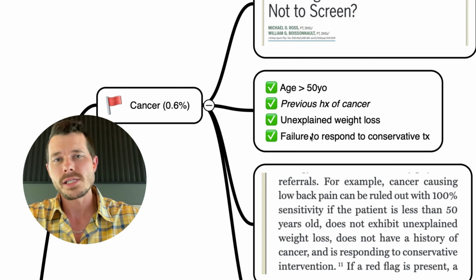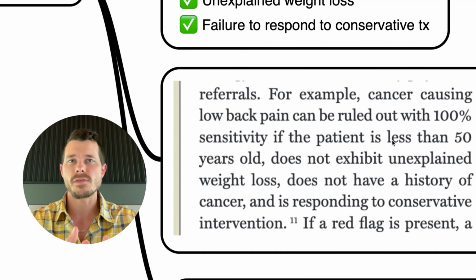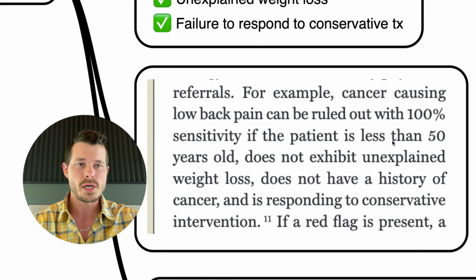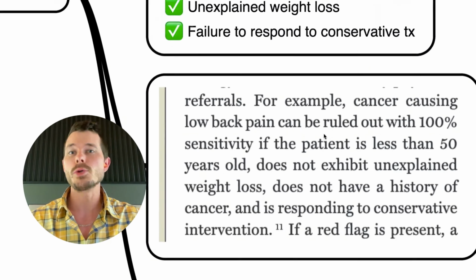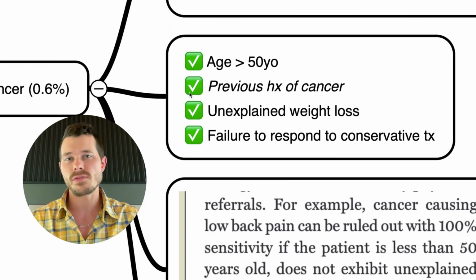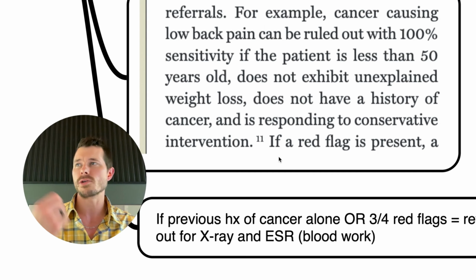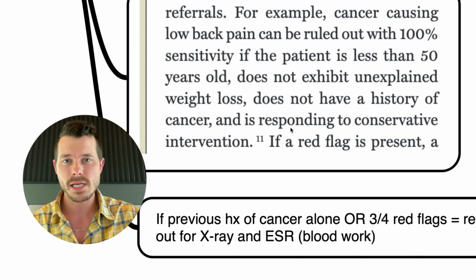And this is useful because cancer causing your back, butt, or leg pain can be ruled out with 100% certainty if you, the person in pain, are less than 50, do not experience or exhibit unexplained weight loss, do not have a history of cancer, and are responding to natural treatment. And that being said, what if you do have one or multiple of these things? If you do have a previous history of cancer alone and you check that box, and/or you check 3 out of 4 of these things, we call these red flags, then typically we would recommend you get an x-ray and some basic blood work. So ESR, erythrocyte sedimentation rate, to kind of look for markers of inflammation in the blood. That's how we rule out cancer from a clinical perspective without an x-ray or MRI to begin with.